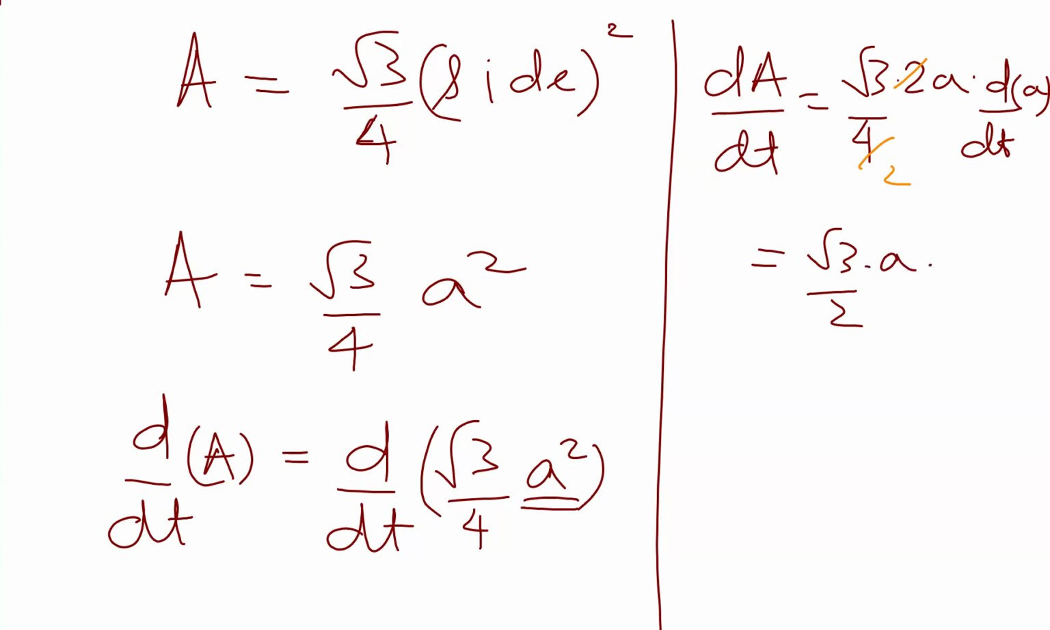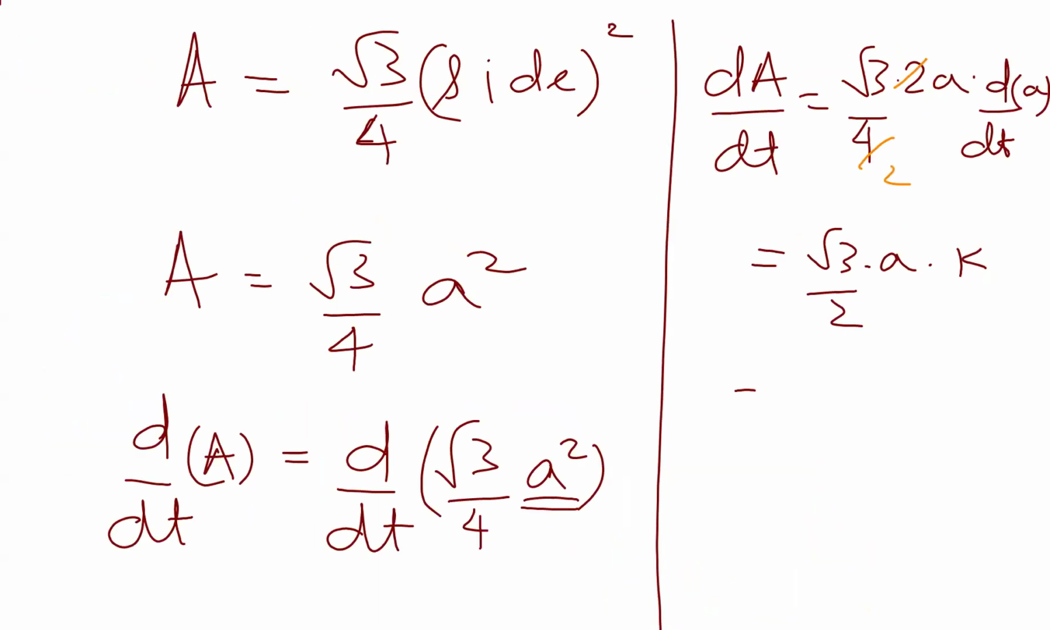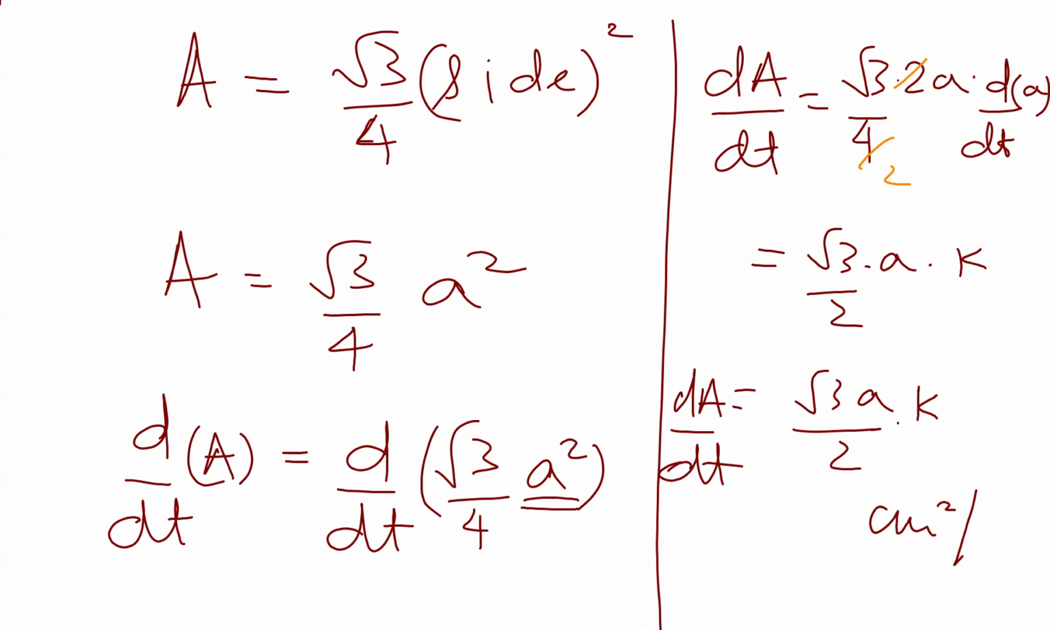See, look at the previous slide. dA by dt is k. So this will be root 3a by 2 k. Okay, so this is dA by dt. We'll put the units. Since this is area and the side is in centimeters, this will be centimeter square per hour. The problem mentions hour, so we'll be using per hour instead of per minute or per second. So we got the answer.